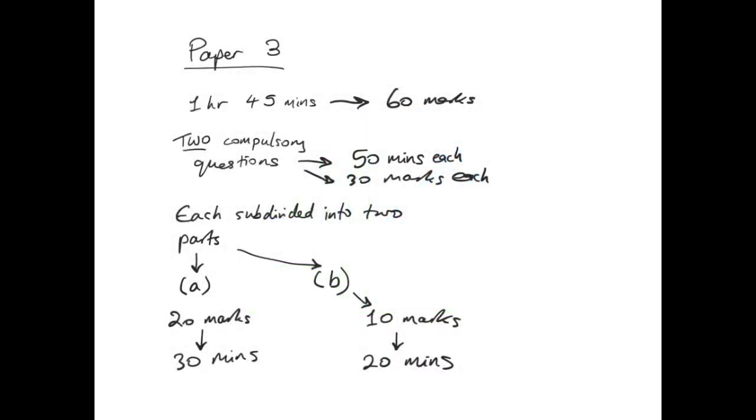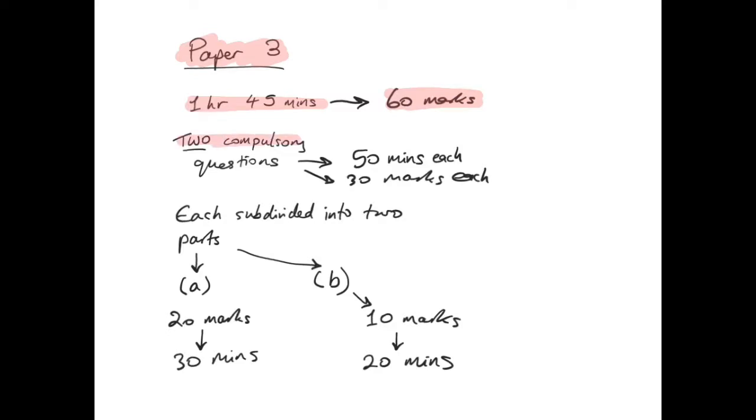Hello everyone. So I've created this video to kind of talk you through paper 3, which is only for higher level students of the IB Economics Syllabus that begins in May 2022. You are allowed a total of 1 hour and 45 minutes for paper 3, and the maximum number of marks for this paper is 60 marks.